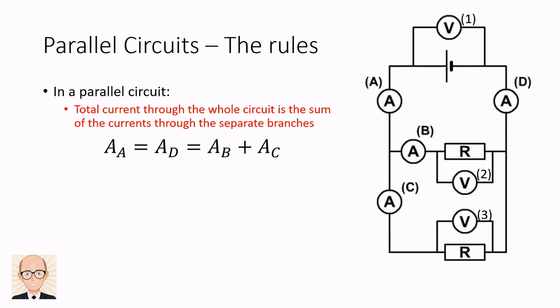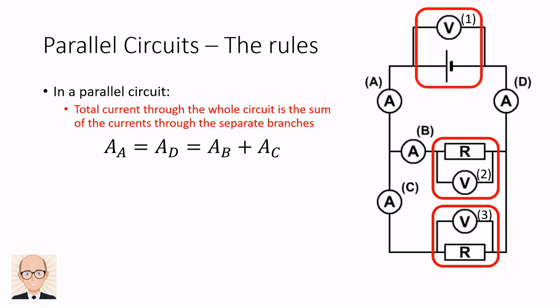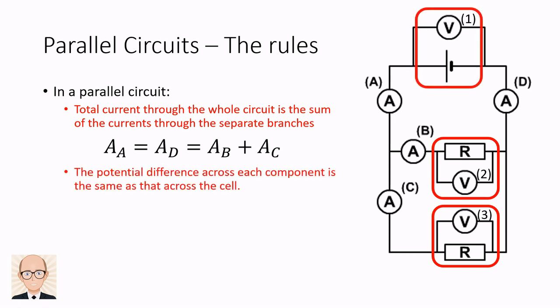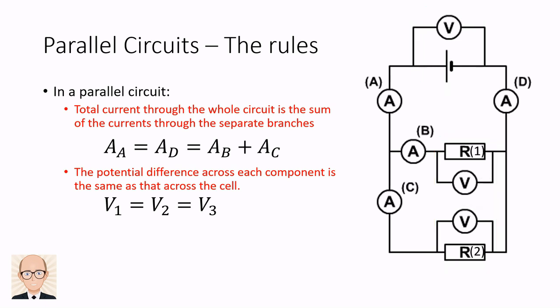The potential difference across parallel components will be the same as each other. This will also be the same as the reading on the voltmeter across the cell. So the rule is that the potential difference across each component is the same as that across the cell. Or as shown here, the reading on voltmeter 1 equals that on voltmeter 2, which also equals the potential difference measured by V3. The final rule to remember concerns the resistors.